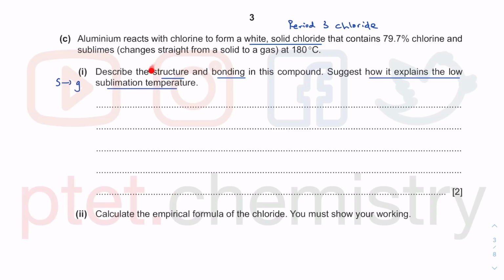That's the only structure that will have low melting and boiling point, because you would just be breaking the weak intermolecular forces between the molecules. So the low sublimation temperature straight away suggests to you it must have simple covalent structure or simple molecular structure, both of which are accepted by Cambridge, obviously. Suggests that the solid chloride has simple covalent structure.